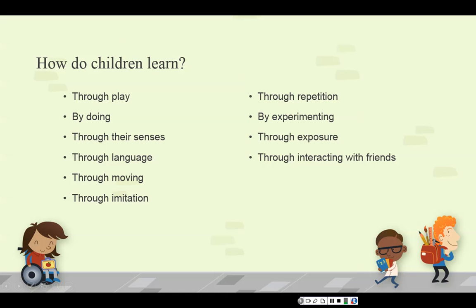So how do kids learn? Okay, and we hit on some of this with this apple activity. They learn through play. They learn by doing. They learn through their senses, through language, through moving, through imitation, through repetition, through experimenting, through exposure, and through interacting with friends. They learn a lot. Okay? Just by experiencing things, by the way they're made.